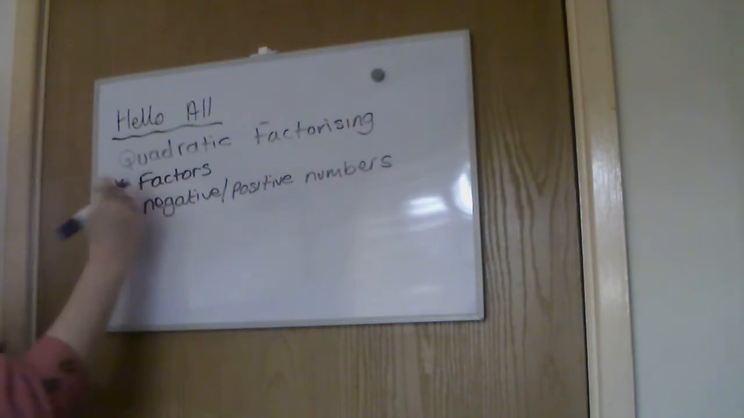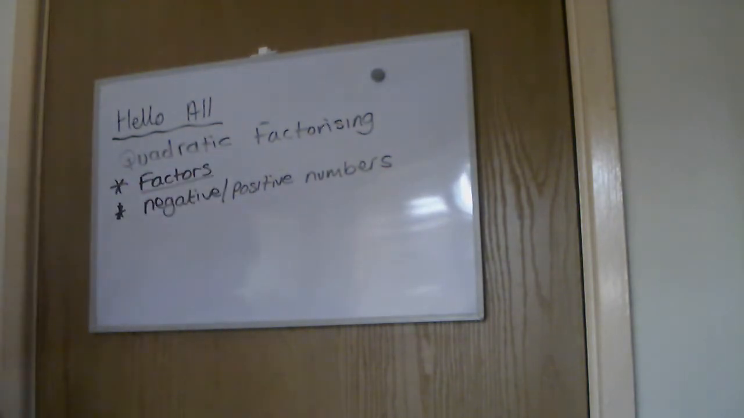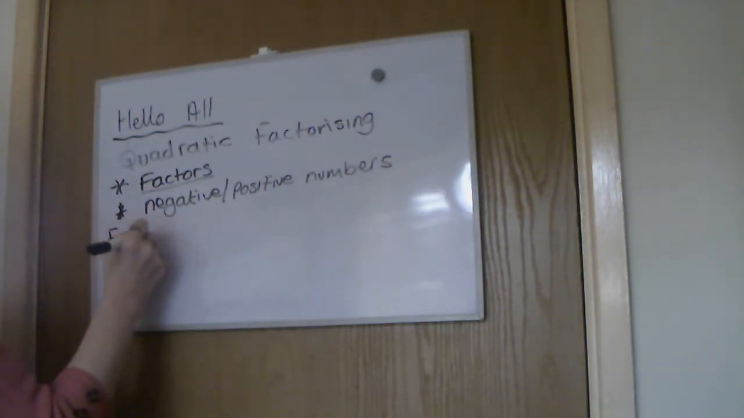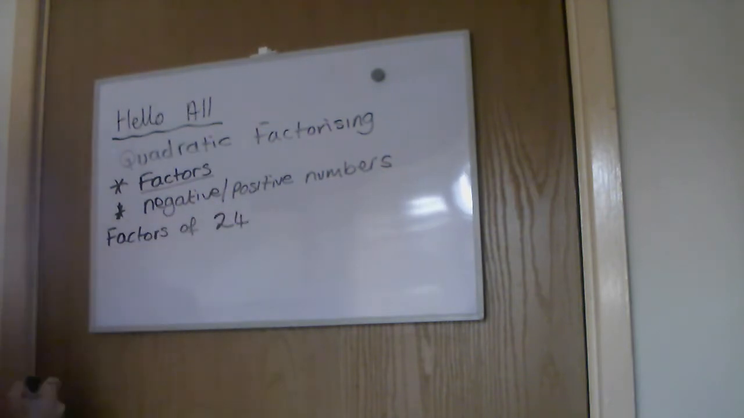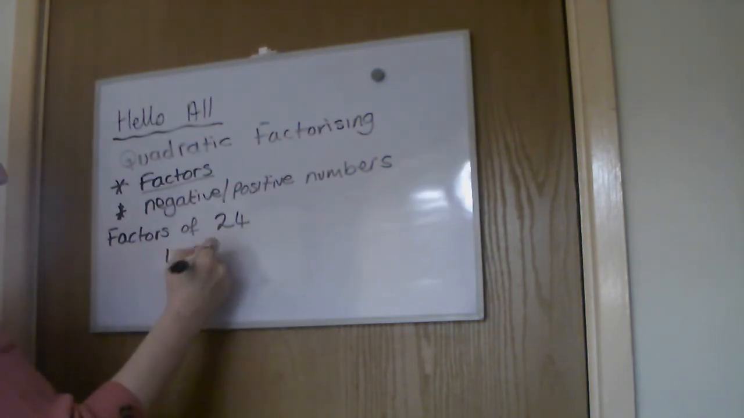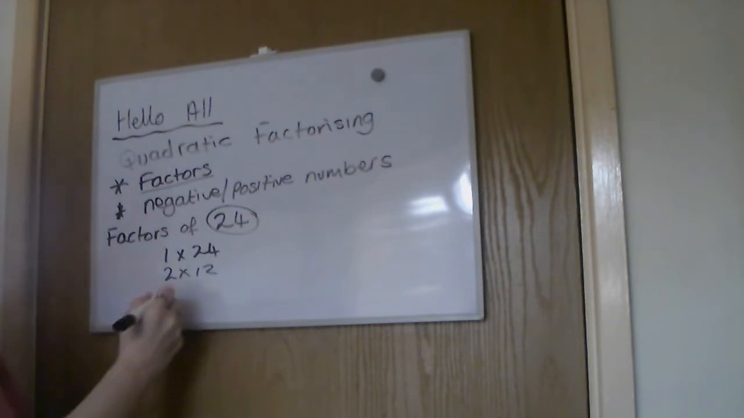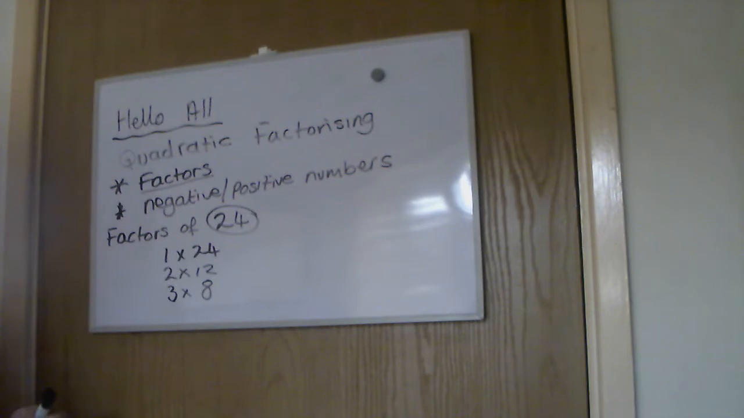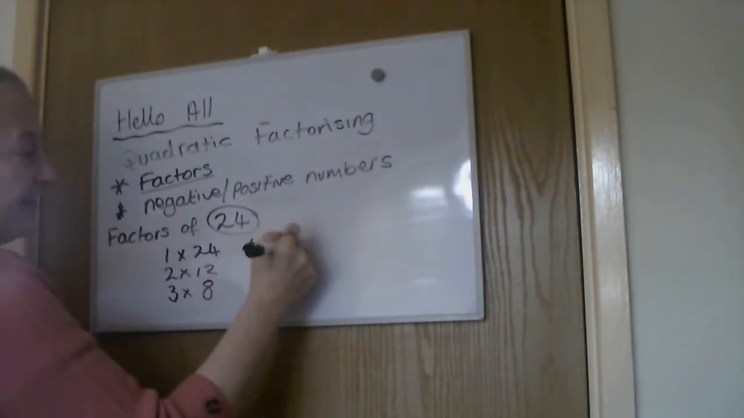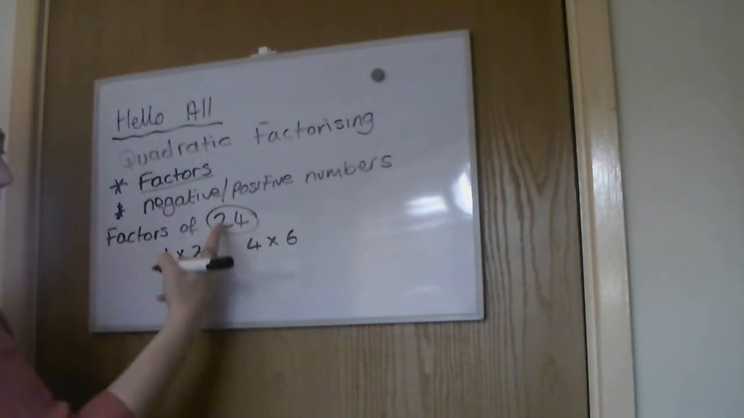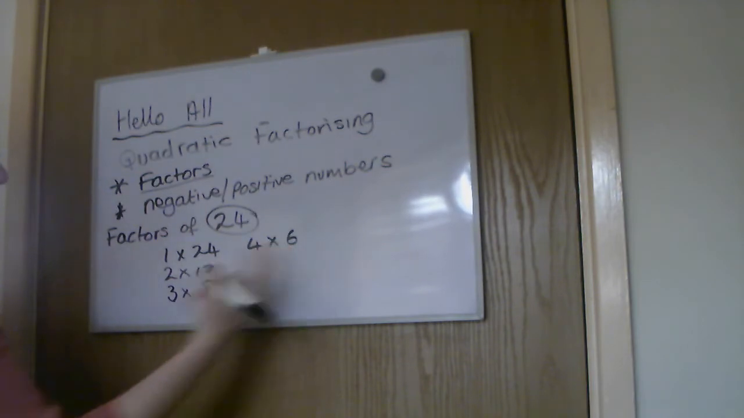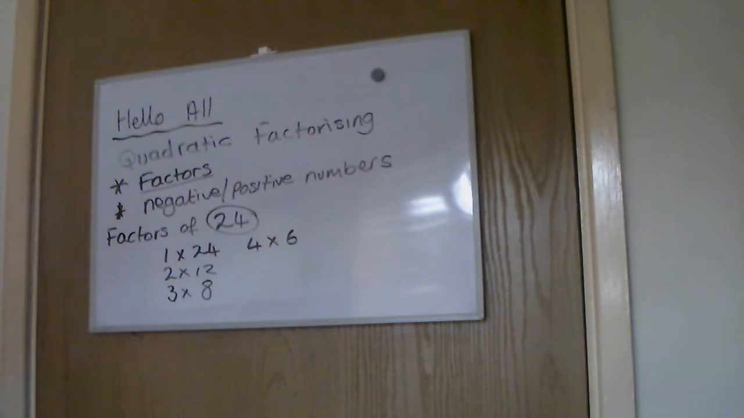So here we go. Factors of a number. Factors of 24. I would suggest you start from 1 and you work your way down. So 1 times what makes 24? 24. 2 times 12 equals 24. 3 times 8 equals 24. 4 times 6 equals 24. 5 won't go into 24. 6, well, we're back to 6. So that's our factors. And that is the very first thing that you need to do when working out quadratic factorizing. You need to know your factors of a number.